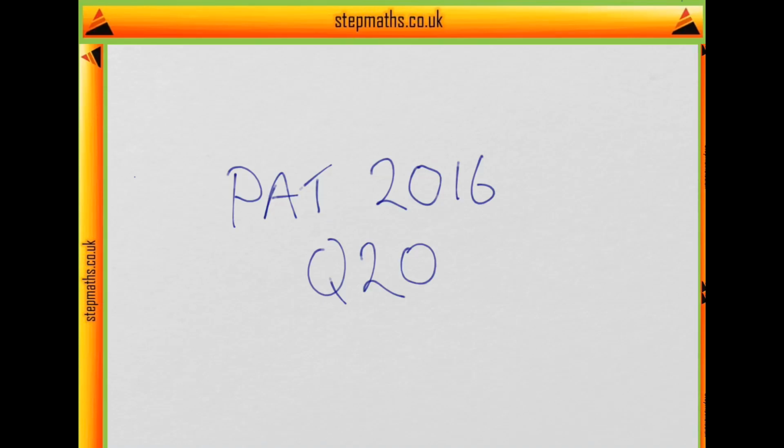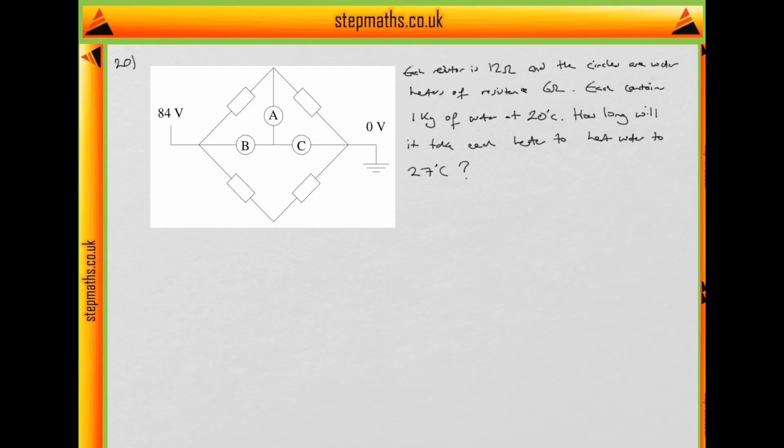Hi, today I'm going to go through a PAT paper in 2016 looking at question 20. In question 20 we're given this layout here, and we're told that each resistor has resistance 12 ohms, and that we have circular water heaters of resistance 6 ohms. Each water heater contains 1 kilogram of water at 20 degrees Celsius. We're asked how long will it take to heat the water to 27 degrees Celsius?